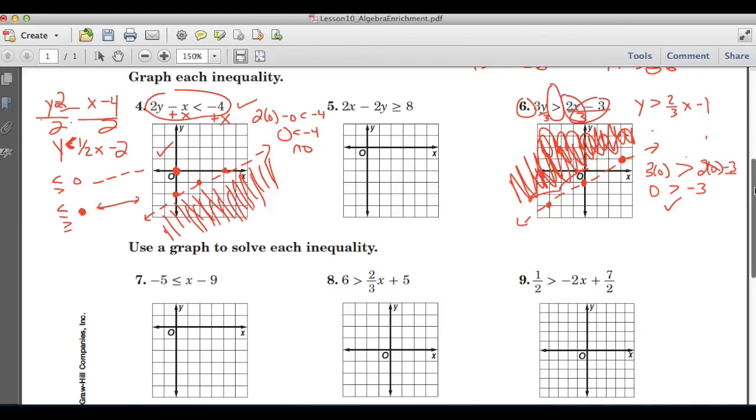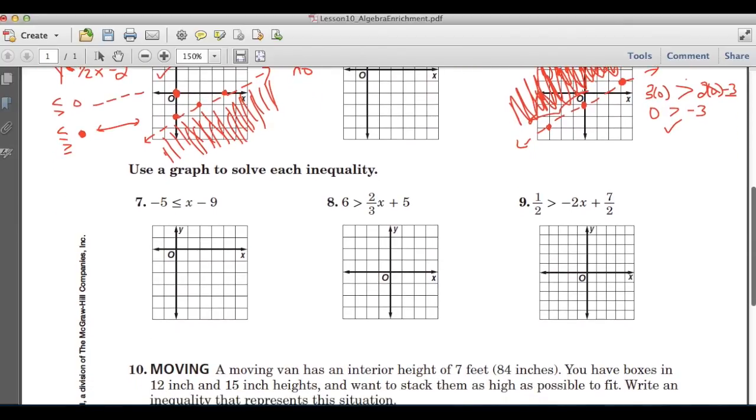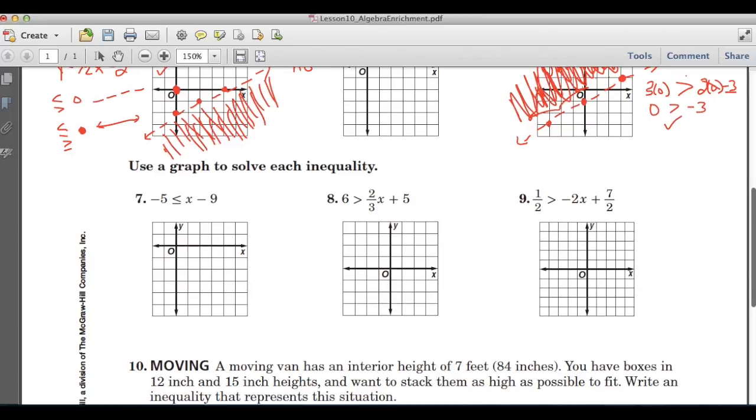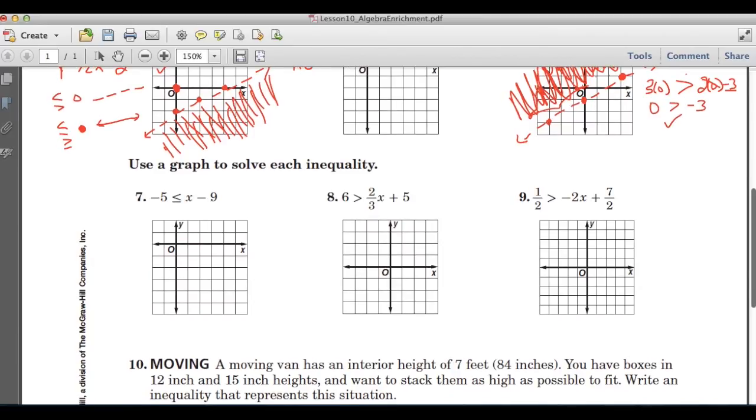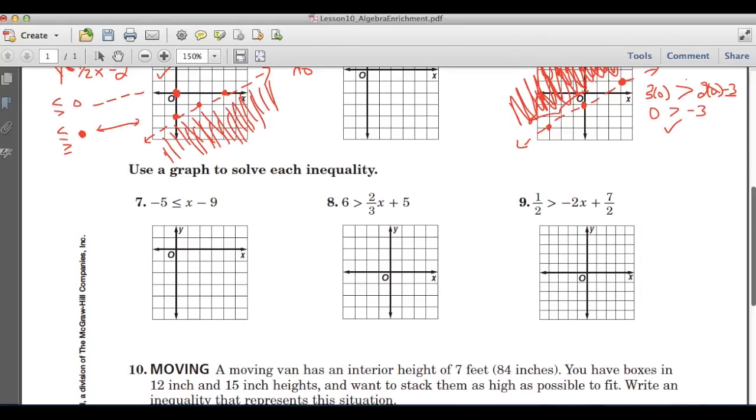Okay, I'm going to do one more. I'm going to have you try 3 by yourself. Okay, so on number 7, get rid of the negative 6 by minusing 6. So I get 0 is greater than 2/3 x minus 1. Now you're really going to be thrown for a loop because I'm going to change that 0 into y and write that as y is greater than 2/3 x minus 1.